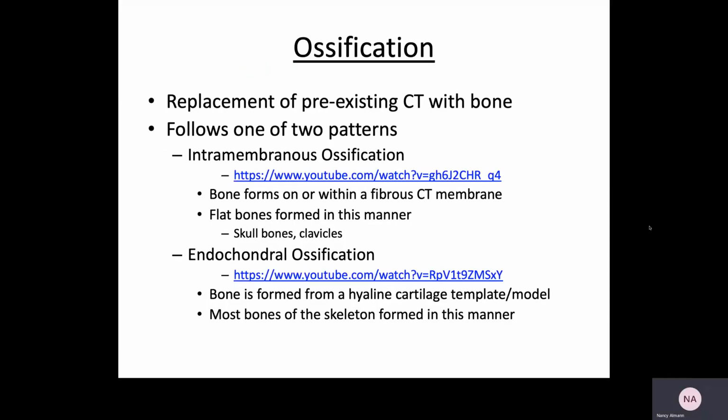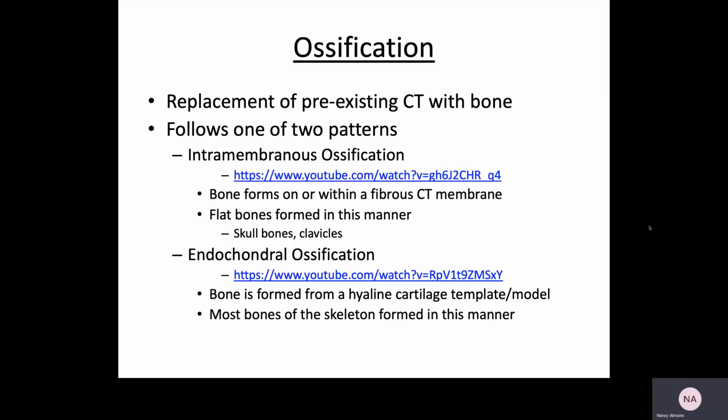So in ossification, you replace the pre-existing connective tissue model or membrane with bone. And there are 2 patterns that you absolutely positively need to know about. If you know the material on this slide, you will know 80 to 90% of any questions I might ask on an assessment about ossification. Let's take a look at the 2 names: intramembranous ossification and endochondral ossification.